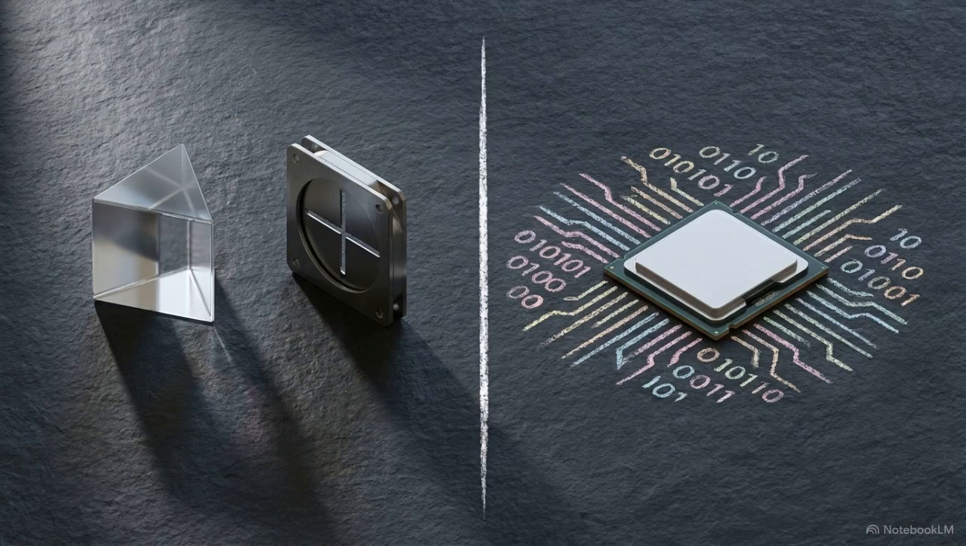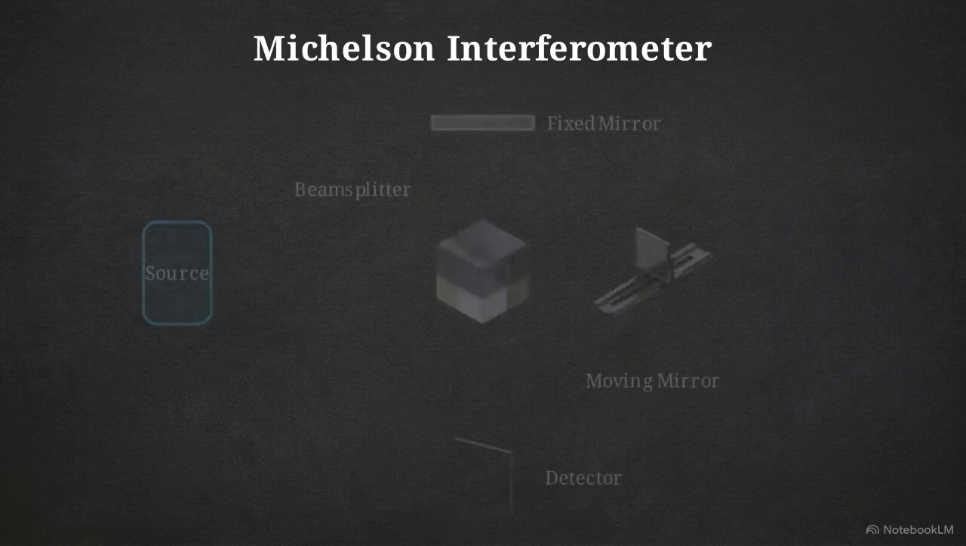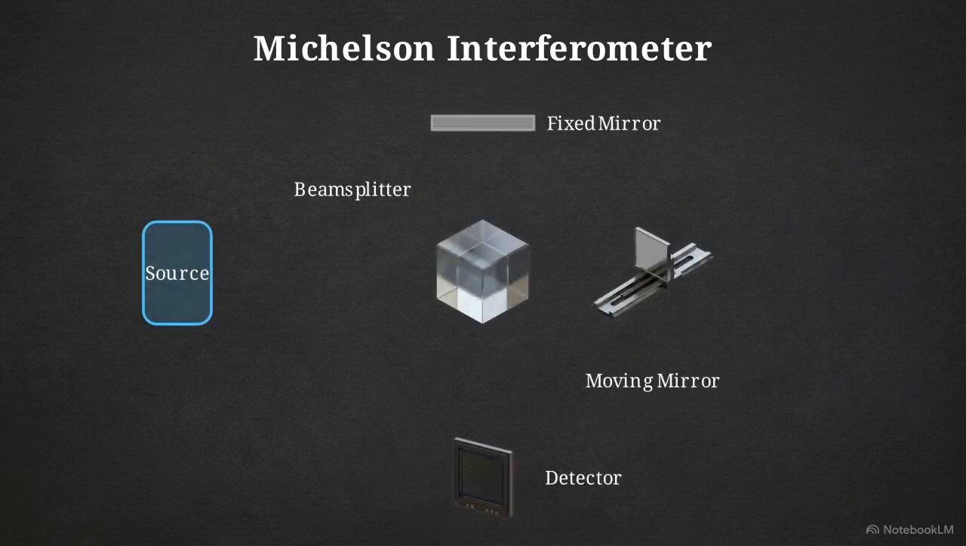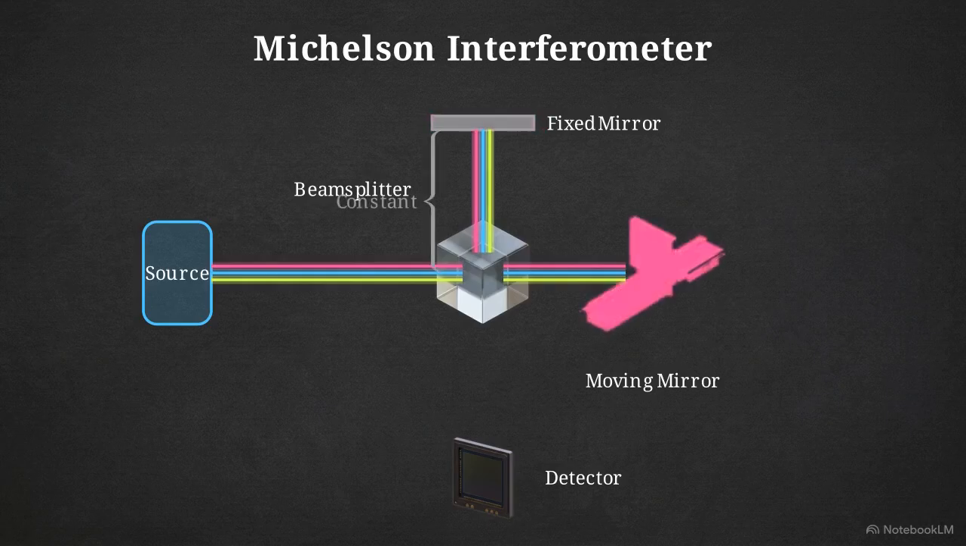FTIR trades a simple mechanical filter for a complex mathematical engine, moving the core task of data separation from the hardware to the microchip. The core physical engine handling mixed wavelengths is the Michelson interferometer. As broadband light enters, it hits a central beam splitter, dividing the energy equally down two distinct paths. The first path directs light to a fixed mirror, reflecting the beam back from a constant distance.